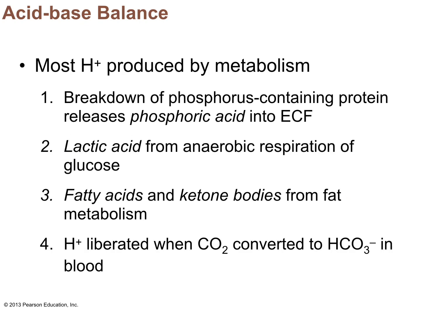Now, most hydrogen ions are produced by metabolism. Don't forget, our acidity has to do with hydrogen ions. We talked about that before. As hydrogen ions go up, acidity goes up, which means the pH goes down, right? So some ways that we produce it: breakdown of phosphorus-containing protein, which releases phosphoric acid. That's one way. Lactic acid gets produced from anaerobic glycolysis. Fatty acids, if we break them down for fuel, one of the byproducts are ketone bodies, and ketone bodies are acidic. And then hydrogen also gets liberated when carbon dioxide is converted to bicarbonate. HCO3 is bicarbonate. Okay?